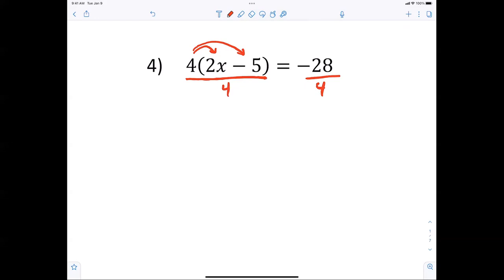All right, now what's left? What happens to the 4s? They cancel out here. So now you're left with 2x minus 5 equals what? Negative 7. Now what do I do? You have the 5. Add the 5. So now we write 2x equals what? Negative 2. And now what do I do? Divide by 2. Yes, so x equals negative 1. Beautiful.